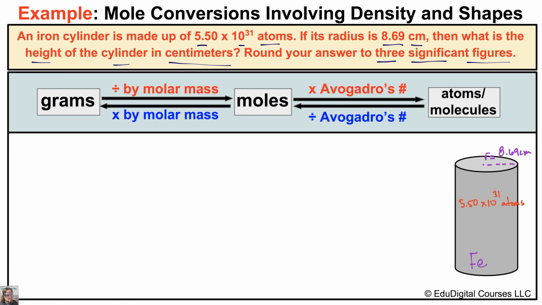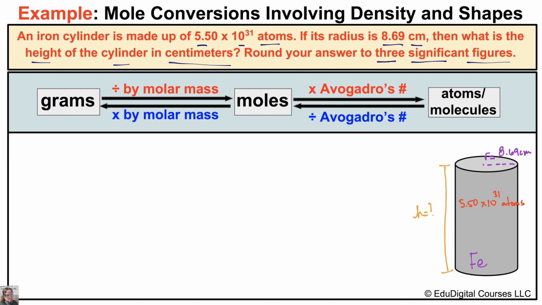And what we want to know is, if we have a cylinder that is made up of iron, has this radius, and is made up of this many atoms, then what is the height of the cylinder going to be? So what we're asked to figure out here is this distance right here. We're asked to calculate the height of this cylinder, so we're trying to solve for the height.